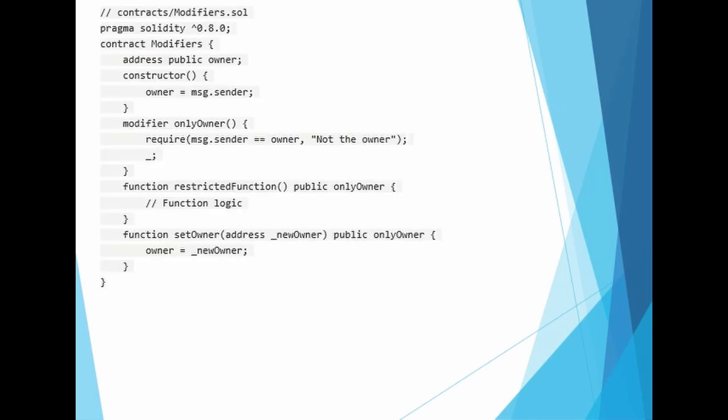Here is an example of modifier code. The onlyOwner modifier here restricts access to certain functions. It requires the caller of the function to be the owner of the contract. If the requirement is met, the function body is executed. Otherwise, it reverts with the error "not the owner".